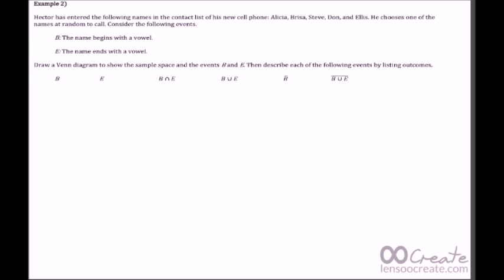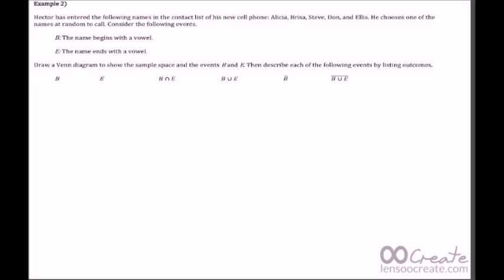Alright, so now we have event B because it begins, so they're matching up the B with begins, and E matches up with ends, so that's going to make our life easy. What we're going to do is draw a Venn diagram to show the sample space. The sample space is all the possible outcomes. So it's going to be all their names, and we're going to put it in the sample space, and events B and E.